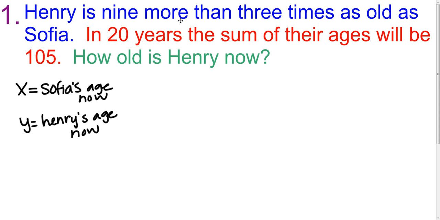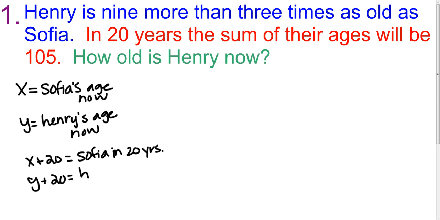So if Sophia is 7, in 20 years, she'll be 27. If she's X years old, she will be X plus 20 in 20 years, okay? If Henry is 8 years old now, in 20 years, I would add 20 to that and he would be 28. If I don't know how old he is now because he's Y years old, then in 20 years, he will be Y plus 20, okay? So X plus 20 will be Sophia in 20 years. And Y plus 20 will be Henry in 20 years.